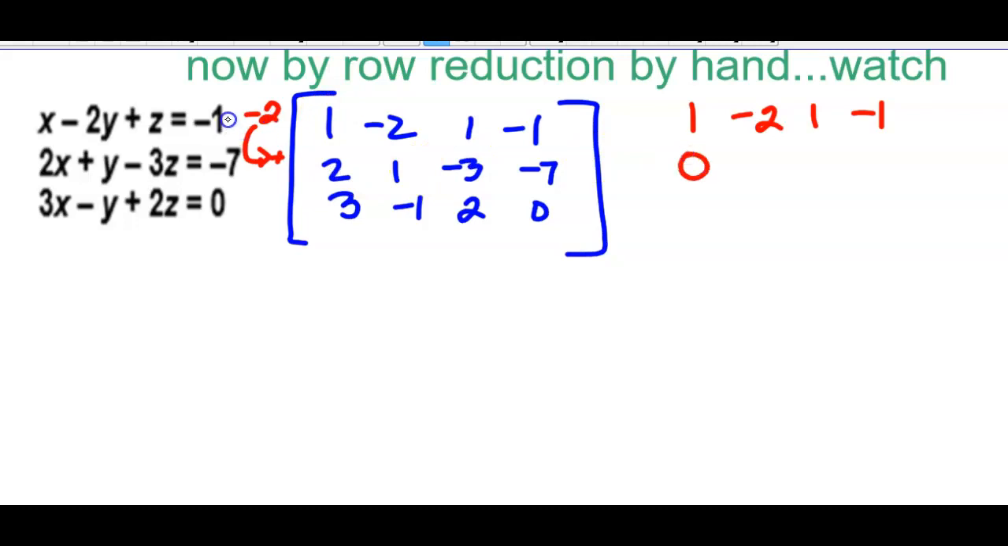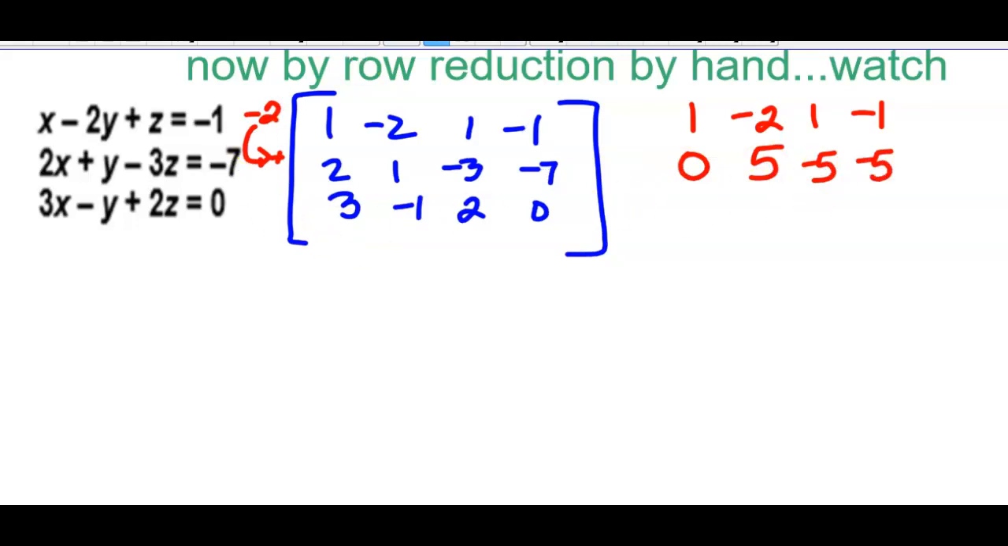Added here is 0. Negative 2 times negative 2 is 4. Added to 1 is 5. Negative 2 times this 1 back here is negative 2. Added to this is negative 5. Negative 2 times negative 1 is 2. Added to this is negative 5.